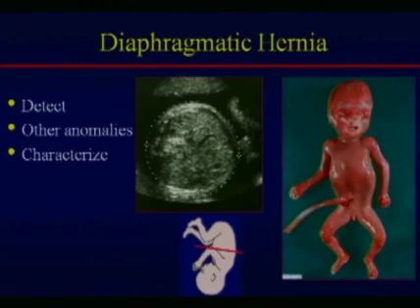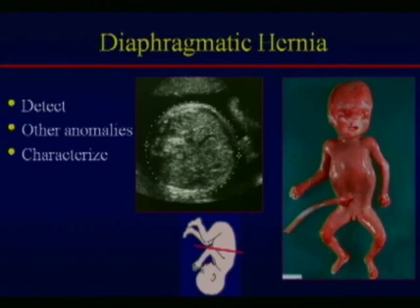So the defect itself is relatively easy. It can be fixed surgically after birth, and that's not a problem. But the real problem is the development of pulmonary hypoplasia during pregnancy, which can be fatal. The diagnosis of diaphragmatic hernia is usually not difficult, but sometimes it can be.